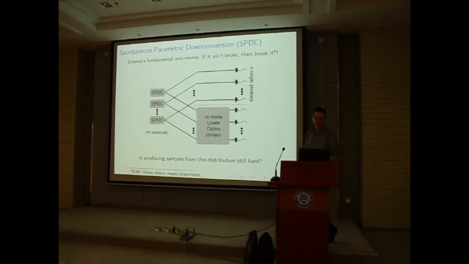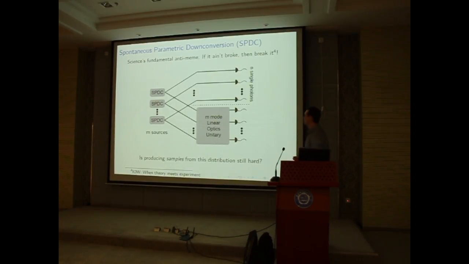So the obvious thing to do would be parametric down conversion, because that's the current sort of source of single photons that people have. And so you just set up a new device that... What is this reference for IOW? In other words, when theory meets experiment. I thought it was like Ian Wang.